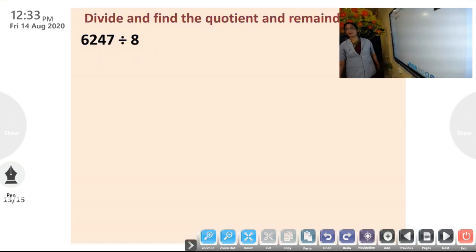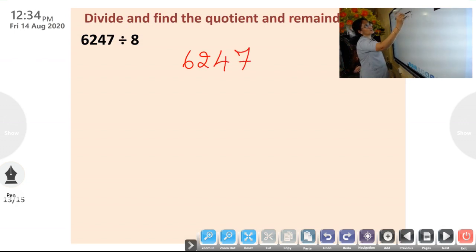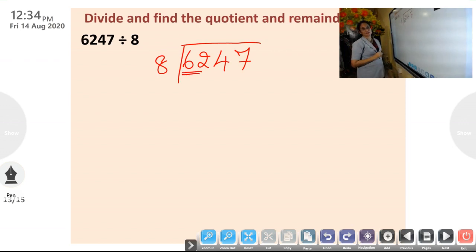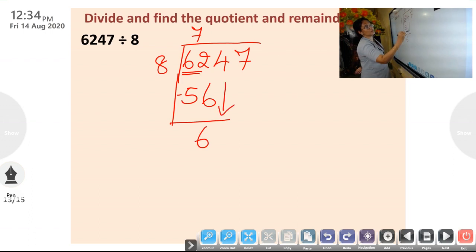Then last question. Divide and find the quotient and remainder. Again it is a 4-digit number. 6247 divided by 8. Okay. Can you divide 6 by 8? No. So you take 62 together. 8 8s are 64. But 64 is greater than 62. So we can take only 7. 7 8s are 56. Okay. Then subtract. 62 minus 56. You have to borrow and you will get 6. Then bring down this 4.